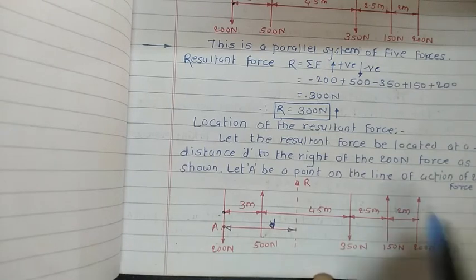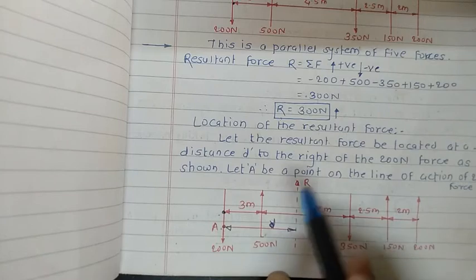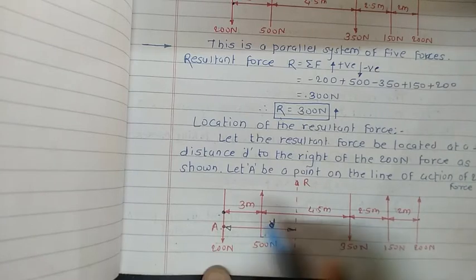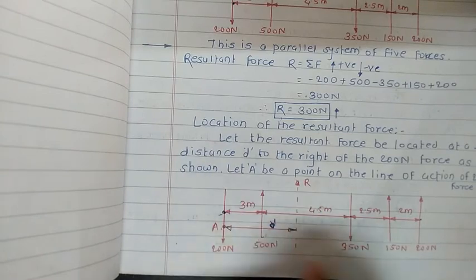After this you have to equate the moment of all the forces with that of the resultant force. So take the moment of this resultant force about this point. The tendency of this force to turn about this point is in which direction? This one, in anti-clockwise direction. Separated by how much distance? D distance.